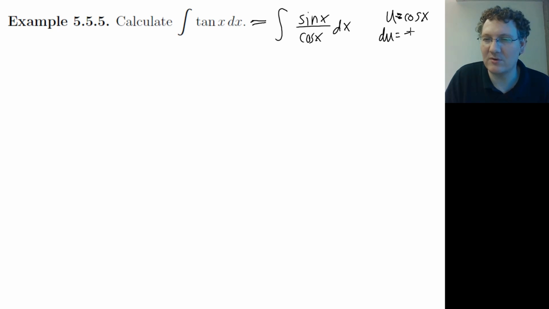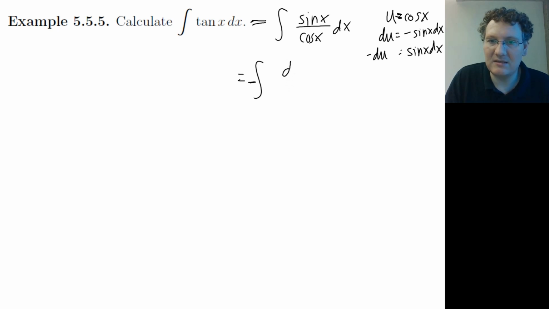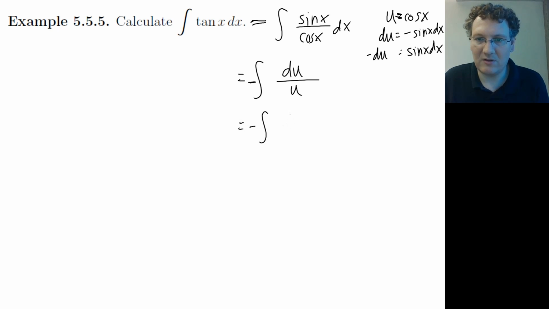Du is going to be, of course, negative sine x dx, which, since I have a sine x and I have a dx, that's negative du. So the parts I'm going to replace then: this is going to be negative, and the sine x dx is going to be du over u. This might not look super nice. I'm going to write this as negative integral of 1 over u du. Some people like the way that looks better. I kind of do, because I know the antiderivative of 1 over u.